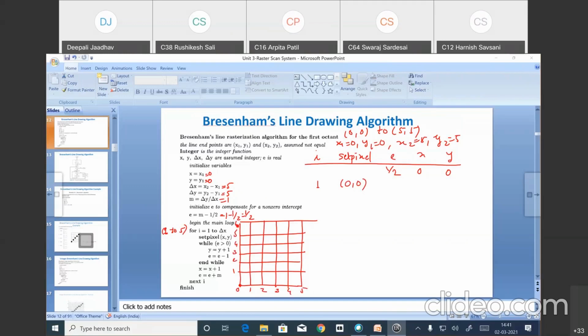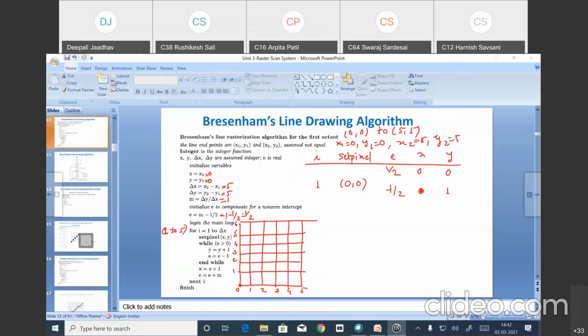Next, whether E is greater than 0? Yes, it is greater than 0. It is positive. So if E is greater than 0, then y increases by 1. So I increase the value of y by 1. Calculate E: E is equal to E minus 1. What is E? 1 half. 1 half minus 1 is minus 1 half, and x stays as it is. Okay, so end while ends here.